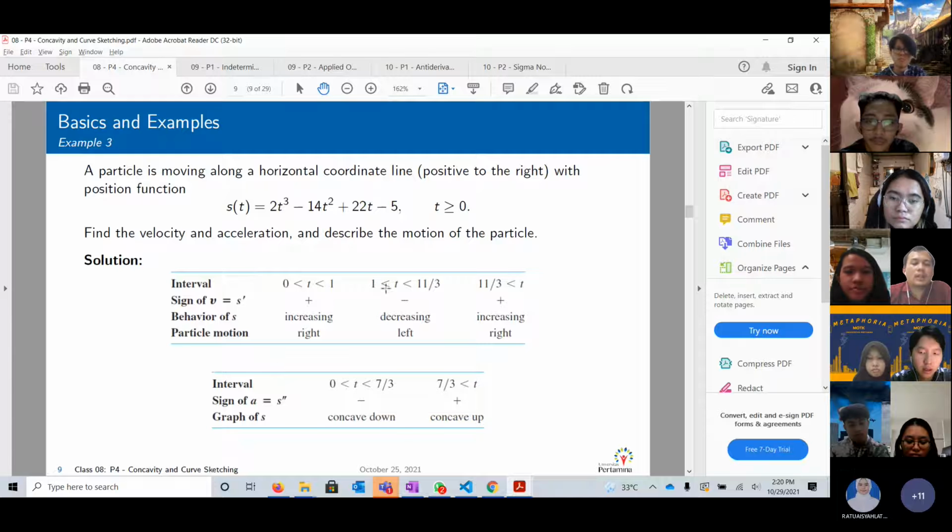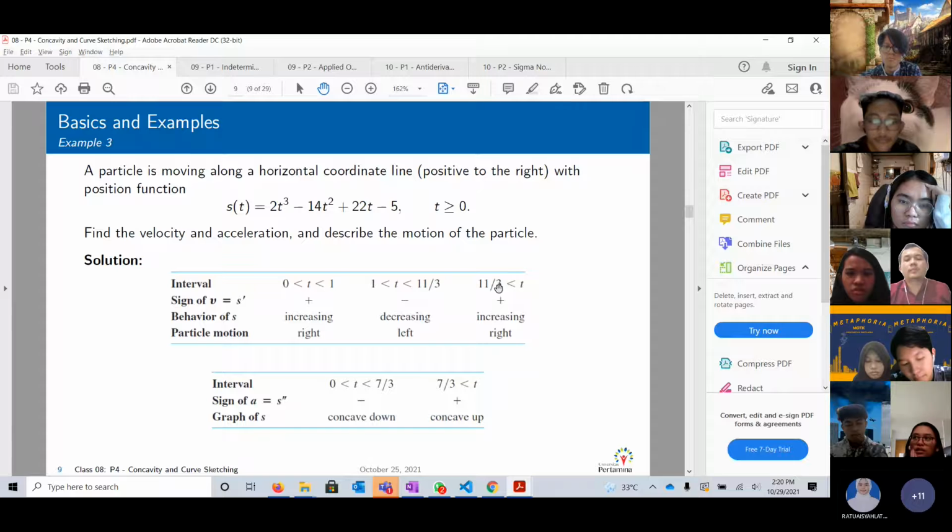And then from 1 to 11 over 3, the sign of the velocity is negative. In this case, the particle moves to the left because the function is decreasing. And if t is greater than 11 over 3, the particle moves to the right again.